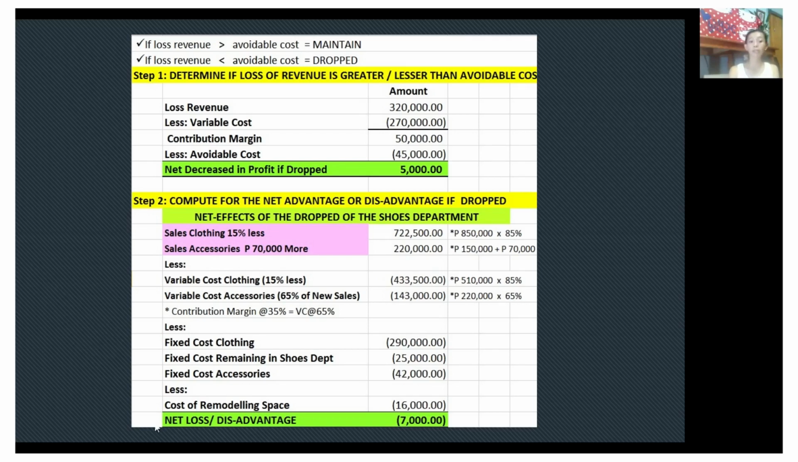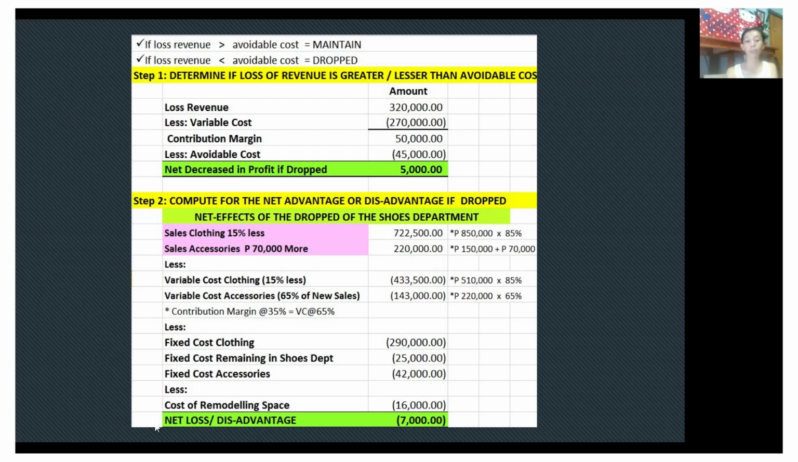Then sales in accessories will increase because the space allocated for accessories will expand. There is an expectation of 70,000 pesos more in sales. So the former sales of 150,000 pesos plus the predicted additional sales of 70,000 will equal 220,000 pesos. Now we will subtract the costs from the sales or revenue. We start with the variable cost. With the 15% drop in clothing sales, we have 433,500, which is the same computation.